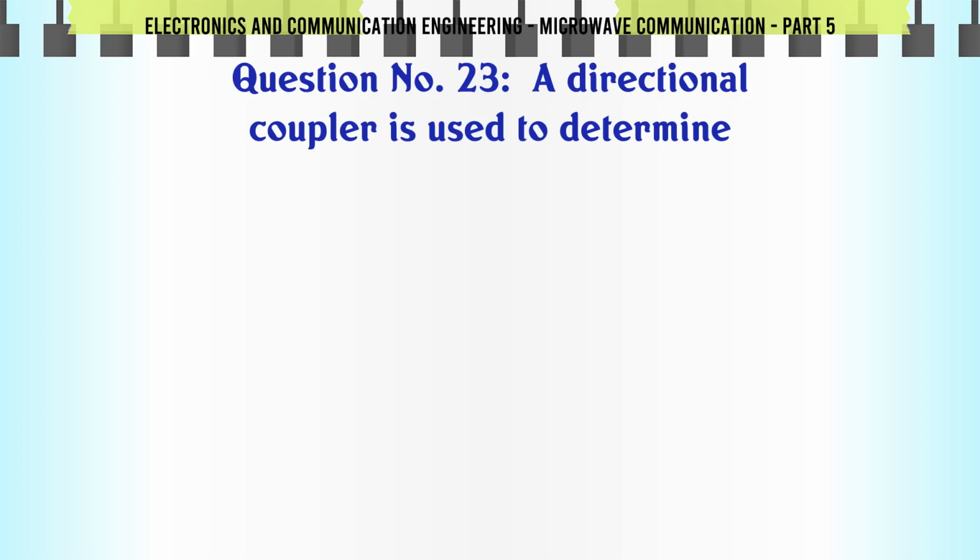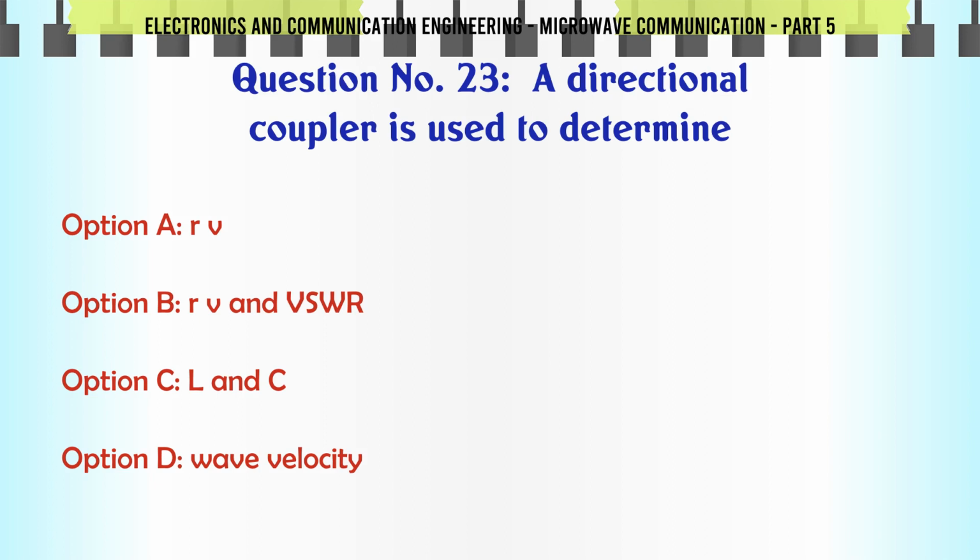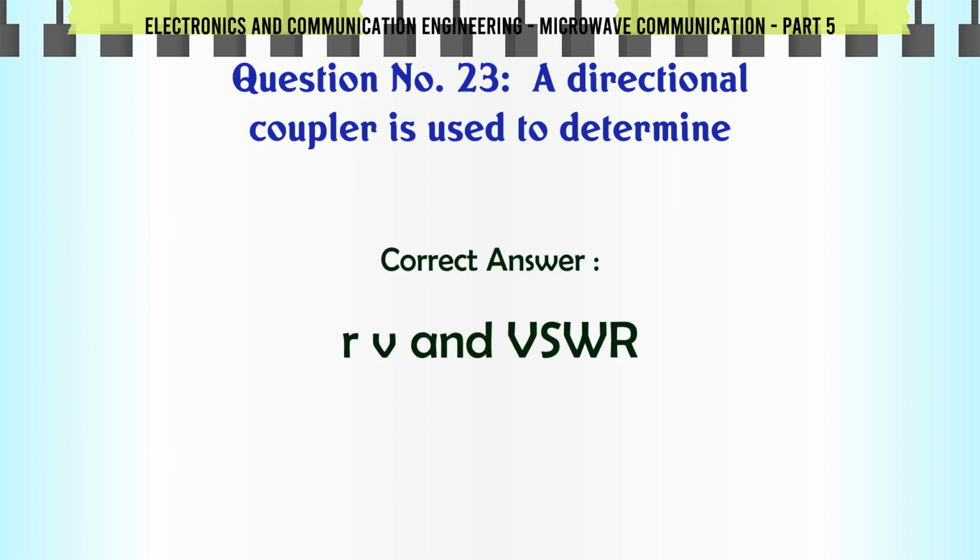A directional coupler is used to determine A. RV, B. RV and VSWR, C. L and C, D. wave velocity. The correct answer is RV and VSWR.